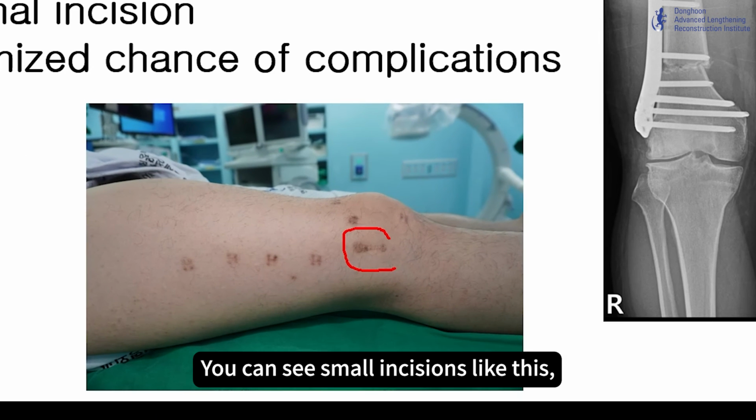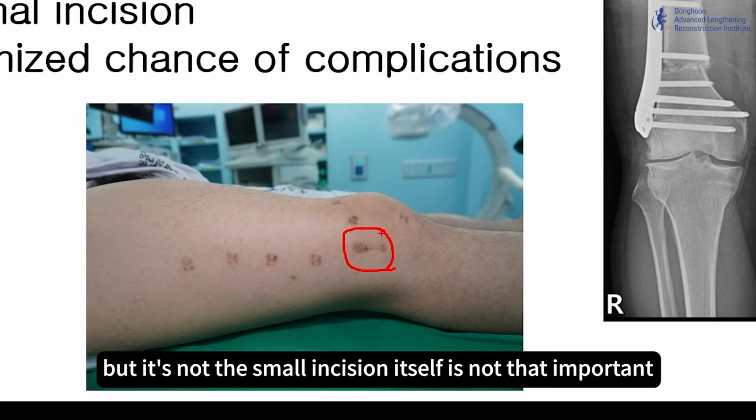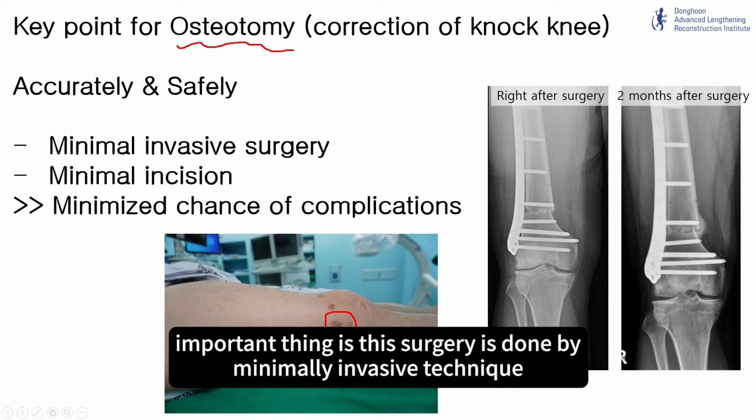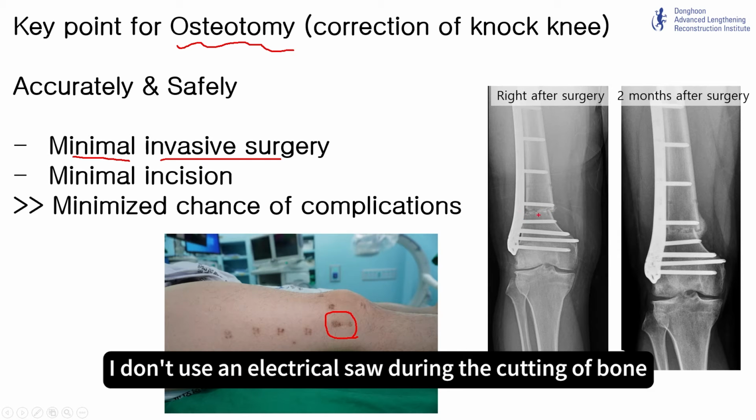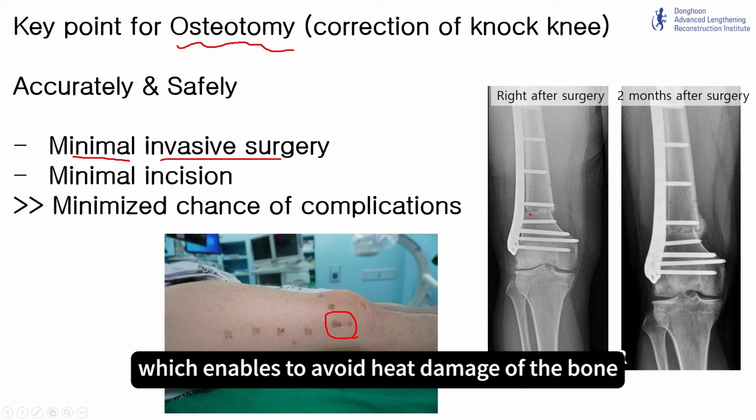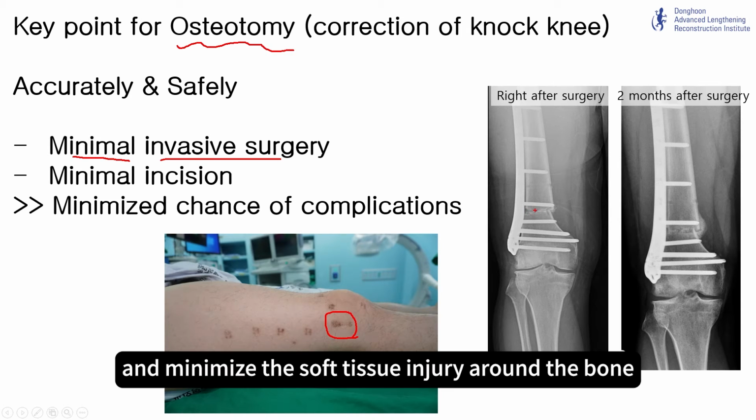You can see a small incision like this, but the small incision itself is not that important. The important thing is this surgery is done by a minimally invasive technique. Minimally invasive means I don't use an electrical saw when cutting the bone. That enables avoiding heat damage of the bone and minimizes the soft tissue injury around the bone.